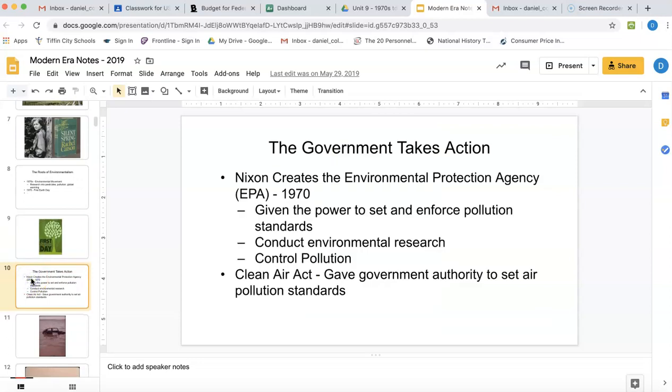Now, the way the government responded, Richard Nixon was president at the time when this book came out. And Richard Nixon is going to create the Environmental Protection Agency, the EPA, whose job it was to basically set and enforce pollution standards.